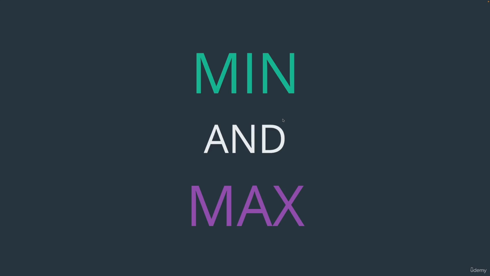Next up, we'll see a pair of built-in functions. They go together, min and max. They're relatively self-explanatory. Min helps us find the minimum value in a certain column, but also, as we'll see shortly, within a certain group. And then max is the opposite, right? It's going to find the maximum values.